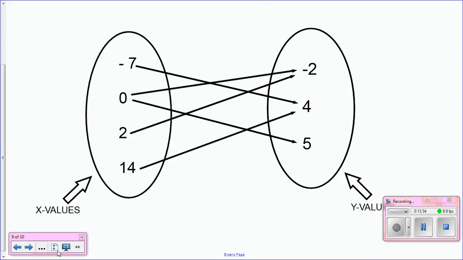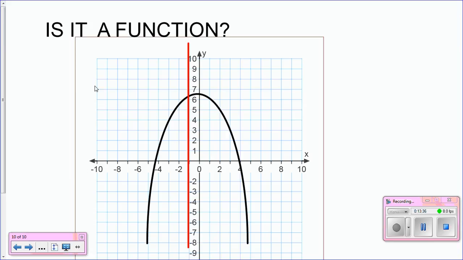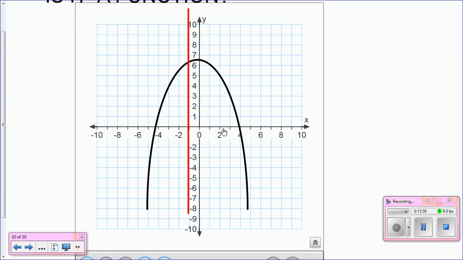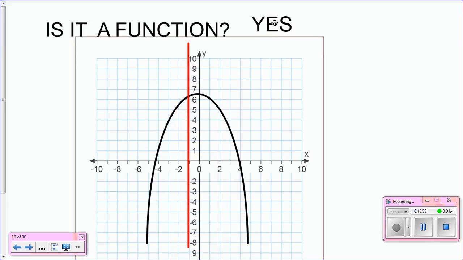So no, it's not a function. Not a function, okay? And our last one, is this a function? Well, it's a graph with a vertical line drawn. So I just picked where to draw a vertical line. And you see how it only crosses here once? Right here? That's the only time these 2 lines cross, right? Because it only crosses once, it is a function. So yes, it's a function.